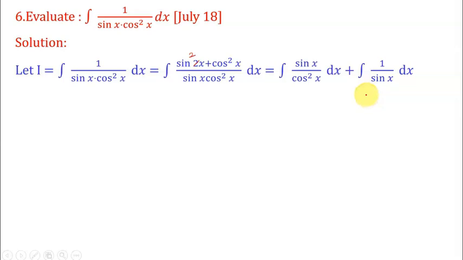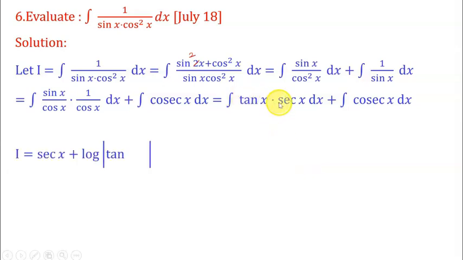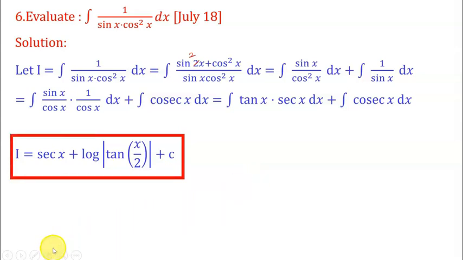Now the next arrangement is like this. Sin x upon cos x is tan x, and 1 upon cos x means sec x. This can be written as sin x upon cos x into 1 upon cos x into dx, plus the integral of 1 upon sin x, which means cosec x. Sin x upon cos x is tan x into sec x. Therefore, the integral of tan x into sec x plus the integral of cosec x. Now the integral of tan x into sec x is sec x, and the integral of cosec x is log of tan of x by 2 plus c. This way I have completed this example.